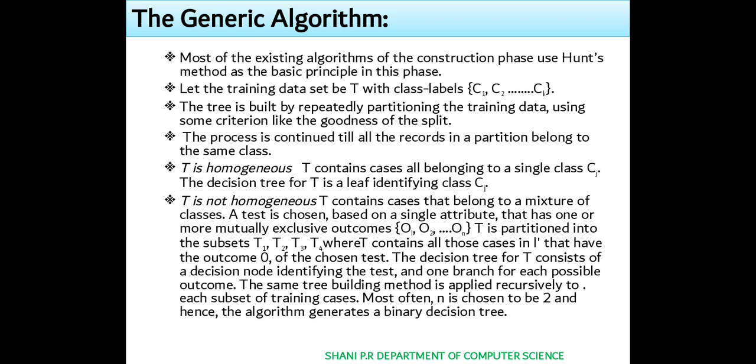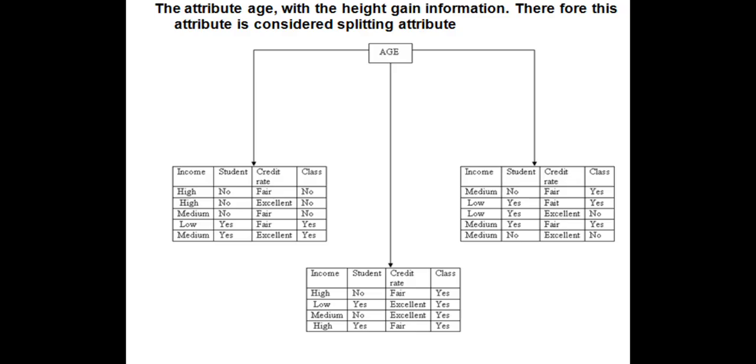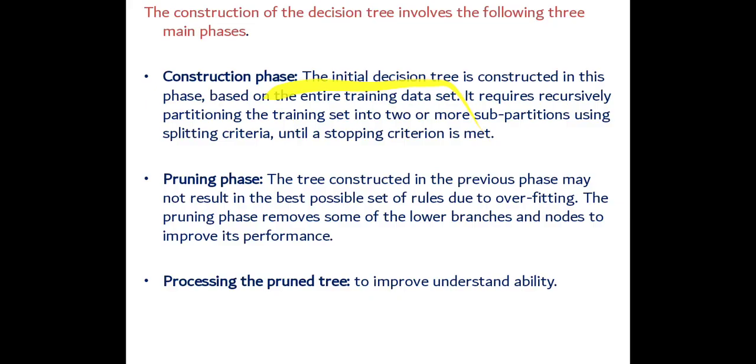Then here we have three stages, that is homogeneous, not homogeneous, and a mixed situation, while considering the training data set. Okay, so first we can look at this. So here most of the existing algorithms of the construction phase use Hunt's method as the basic principle in this phase. As we already discussed, in the construction phase we will be considering the entire training data set. Okay, so there Hunt's method will be used.